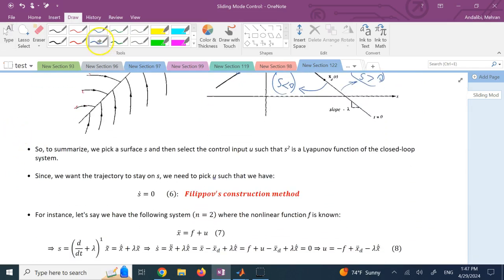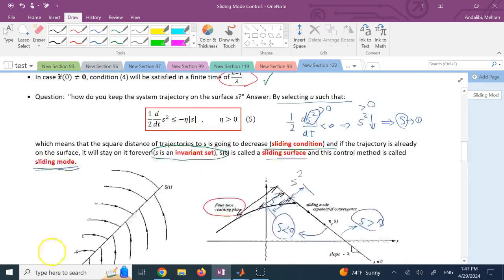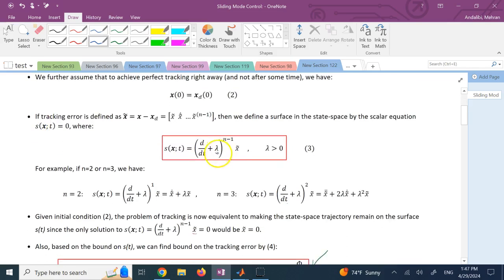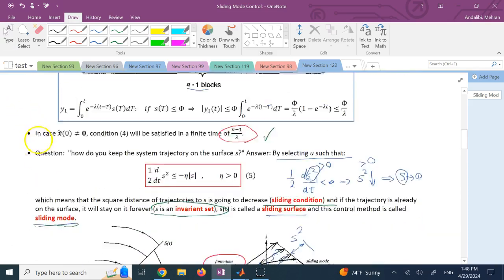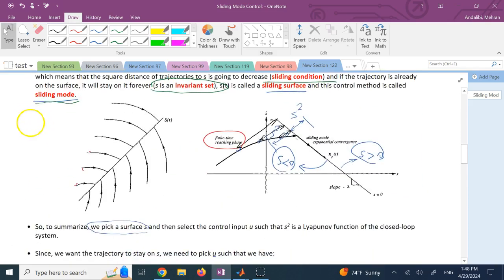Good. So to summarize, first we need to pick a definition for surface S. Now the definition for S is rather clear. The only thing you can pick is this lambda. The rest of it is directly given. The derivative operator is obvious. The order of the system is obvious. X tilde is obvious. So the definition of S and setting S equal to 0 is obvious. The shape of the surface, as I said, the slope of it, for instance, for a line is determined by this lambda. Okay, and you can see that here, that if it's in the 2D space, then the slope of the surface is what is equal to lambda. Okay, so that's the slope that you move on the surface.